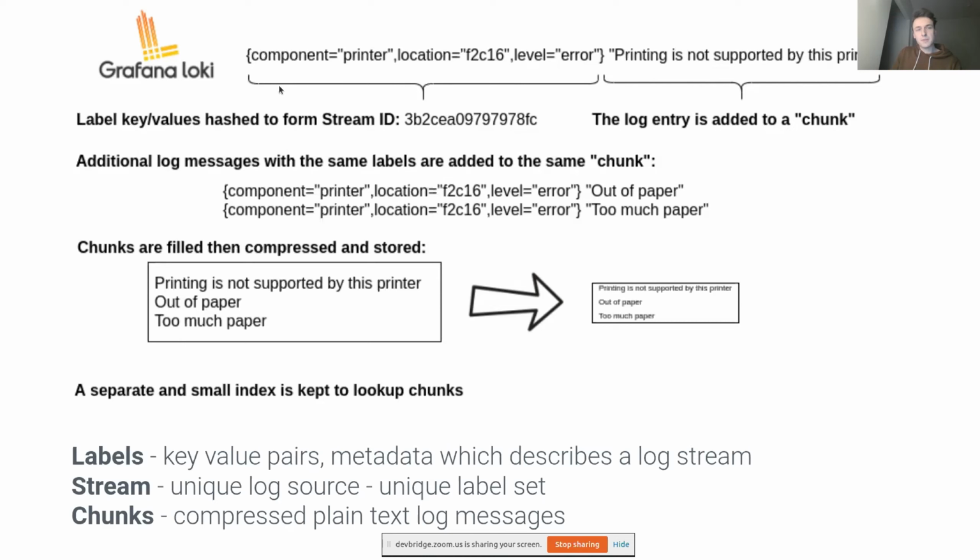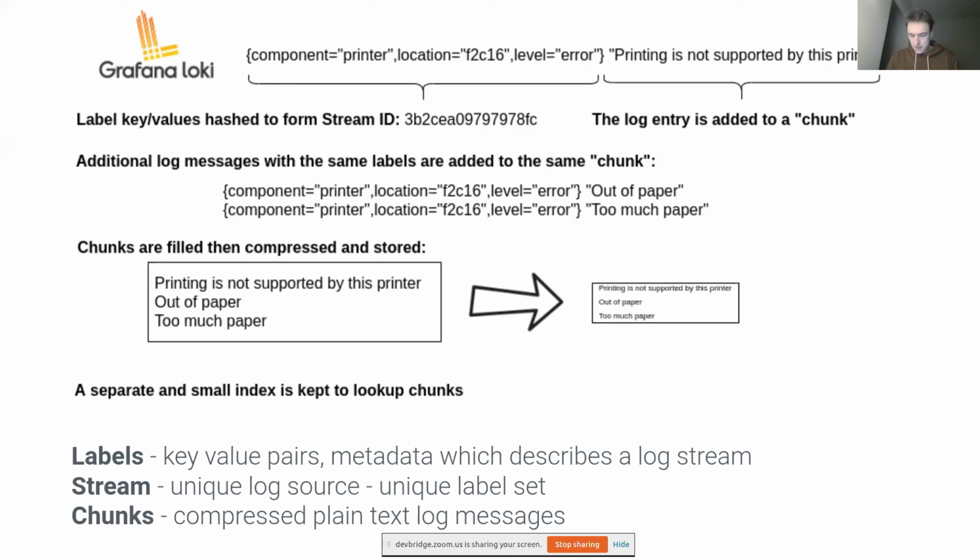If we are to write some logs to Loki, you can see some other log messages with similar labels. They're considered as coming from one stream, and all this text data is added to one chunk, compressed, and then written to long-term storage. So we have a separate, very small index to look up where the data is coming from and to find those chunks of compressed text.